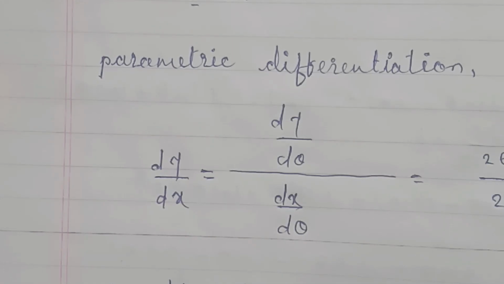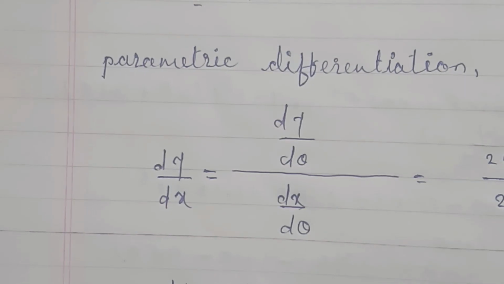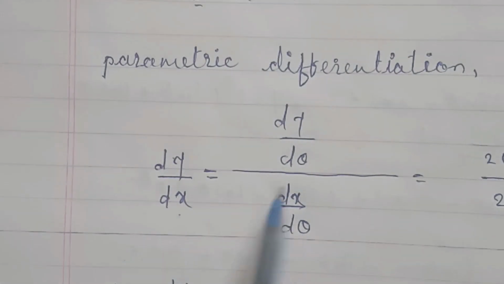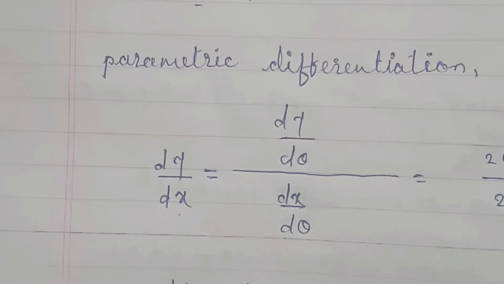In my solution, we will first see what parametric differentiation means and how one can apply it. We want the value of dy by dx, and in our example x and y are given in the form of theta, so we have to differentiate them with respect to theta itself. Parametric differentiation says that dy by dx equals dy by d theta divided by dx by d theta. Find the values of dy by d theta and dx by d theta, substitute them, and you will get dy by dx.